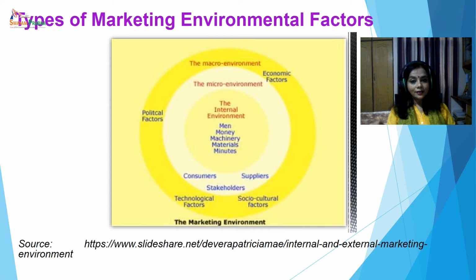Now the types of marketing environmental factors are very much visible in this diagram. You can see at the core is the internal environment, consisting of men, money, machinery, material, and in fact minutes also. All the micro environmental factors are consumers, suppliers, and the stakeholders. So sometimes the shareholders, they fall as part of the micro environment.